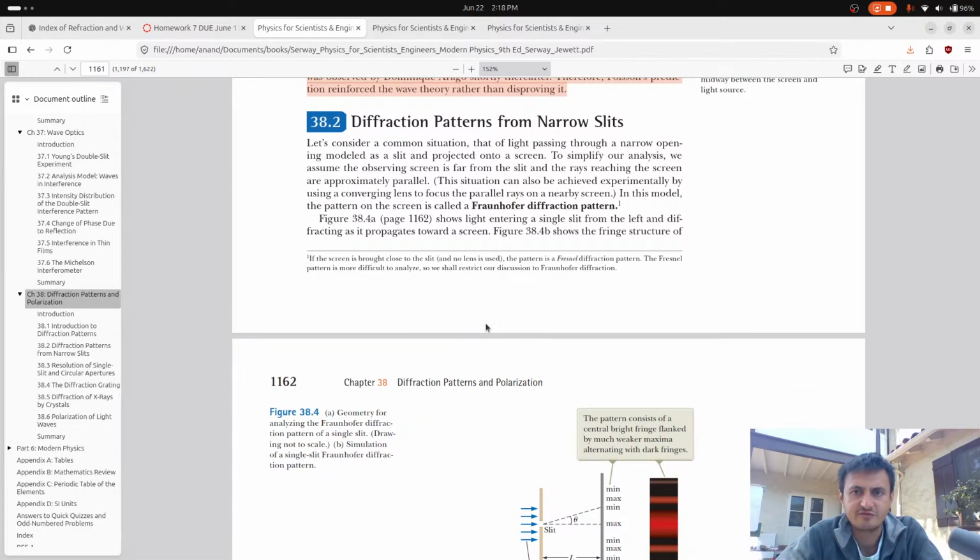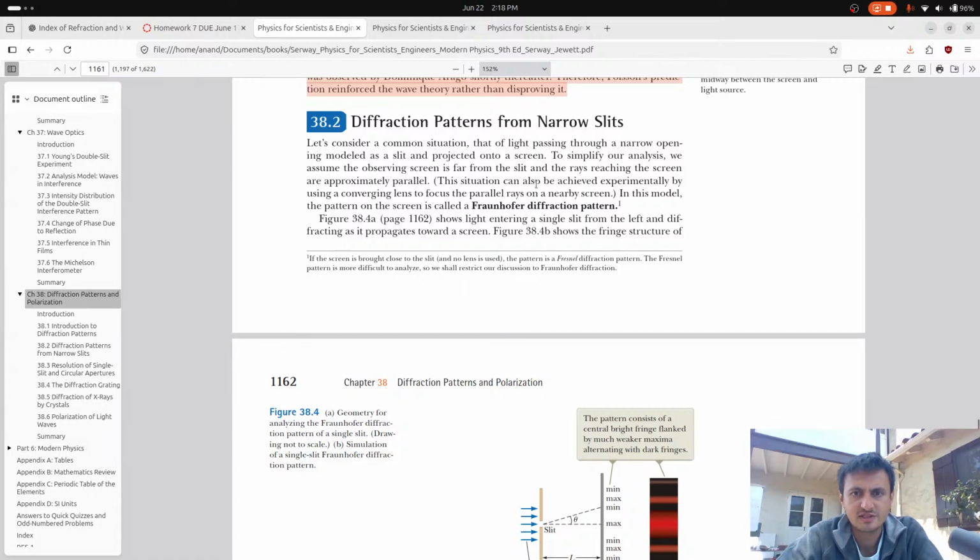Diffraction patterns from narrow slits. Let's consider a common situation, that of light passing through a narrow opening modeled as a slit projected onto a screen. To simplify our analysis, we assume that the observing screen is far from the slit, and the rays reaching the screen are approximately parallel.